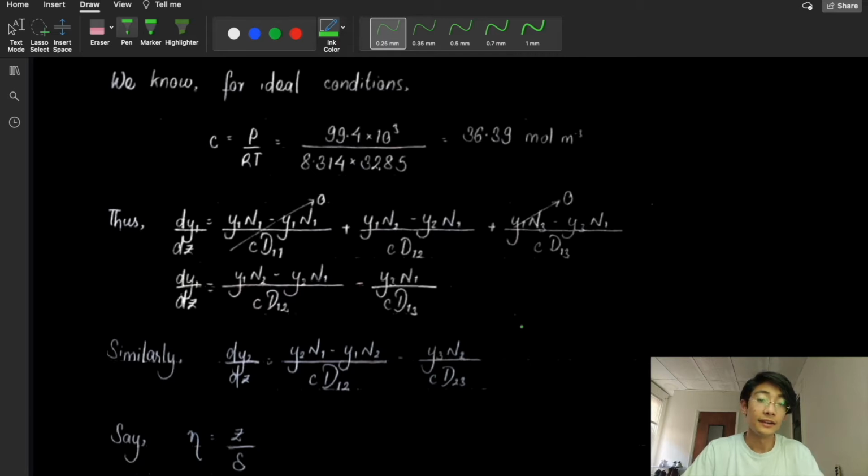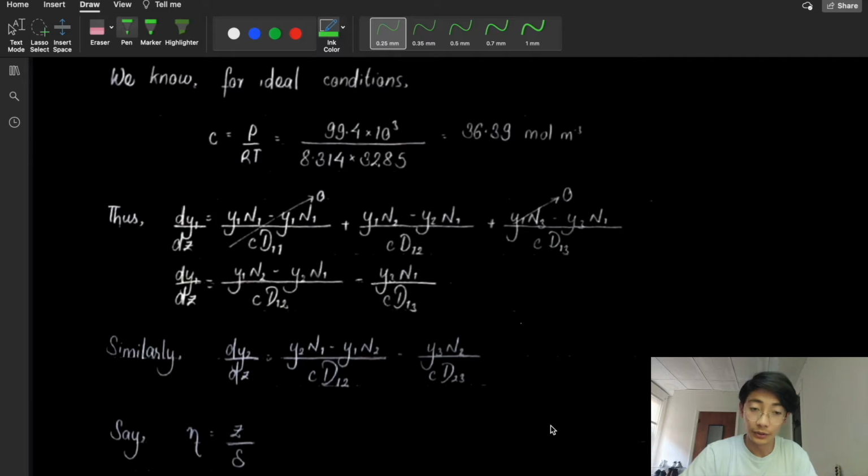And then if the values of y1, y2, and y3 are 0, 0, and 1 respectively, we know that our initial guess for N1 is actually correct. But if that doesn't happen, we can improve our guess. We make another guess based on our initial guess, and then we keep on iterating until we get 0, 0, and 1 for y1, y2, and y3 respectively. So after we do that, we get the values of N1 and N2, and using those values we can plot out a graph for the mole fractions of the three components at any point in z.